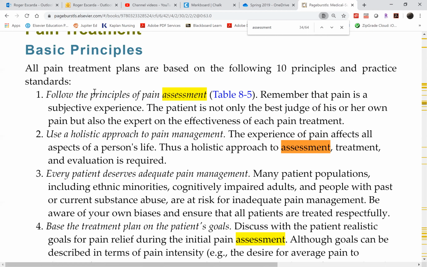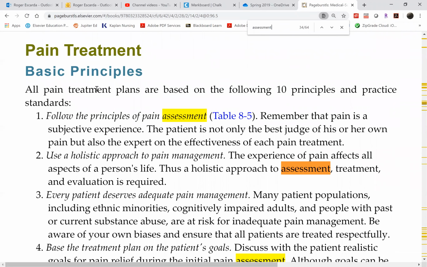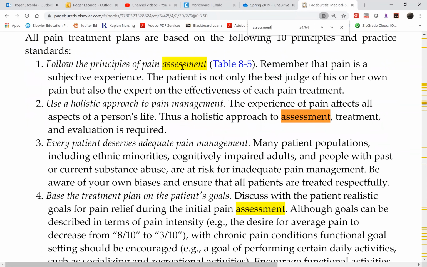Right here. So basic principles of pain treatment. So follow principles of pain assessment. So table 8-5, we'll go to that shortly. So pain is a subjective experience. The patient is not only the best judge of his or her own pain, but also the expert on the effectiveness of each pain treatment.